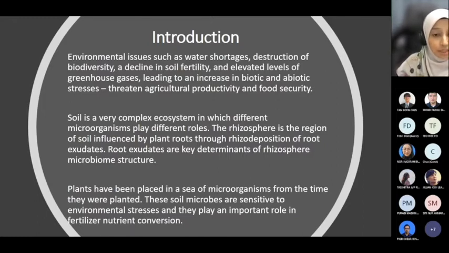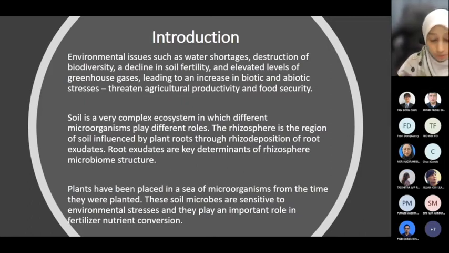And plants have been placed in a sea of microorganisms from the time they are planted. These soil microbes are sensitive to environmental stresses, and they play an important role in fertilizer nutrient conversion. So we should know that these soil microbes are totally affected by those environmental stresses. And if they are stressed, it will also affect the fertilizer nutrient conversion for the use of plants.